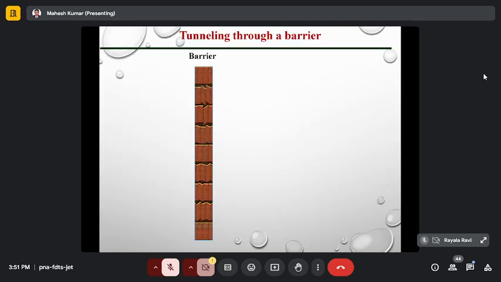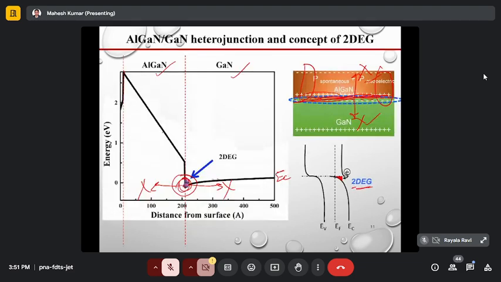Now there is tunneling through a barrier. We can understand how the confinement is happening. The thickness of the aluminum gallium nitride is very important, how much we have to take. If we take it very thin, these carriers can tunnel through. If we take it very thick, we will not get the sensing. Because the aluminum gallium nitride band gap is very high, if we bring positive ions here, negative ions will be generated at the interface.